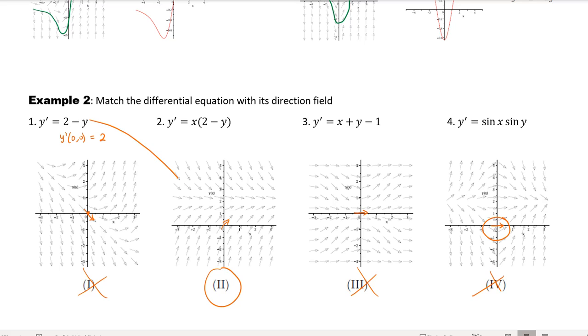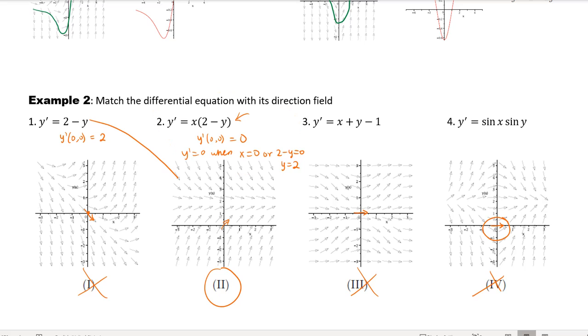Alright, now let's look at the second differential equation. When we plug in 0, we get 0. But we have two pictures with 0, right? Okay, now let's look at it more. This guy is 0 if, so y prime is 0 when x is 0, or 2 minus y is 0. 2 minus y is 0 means y equals 2.